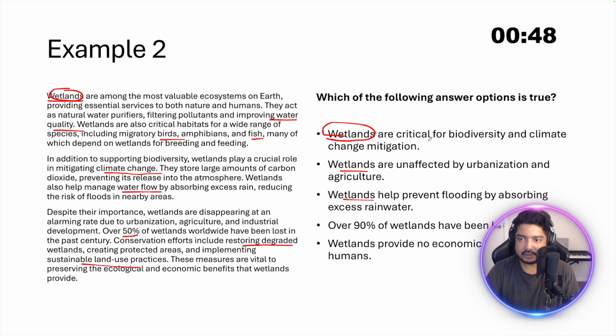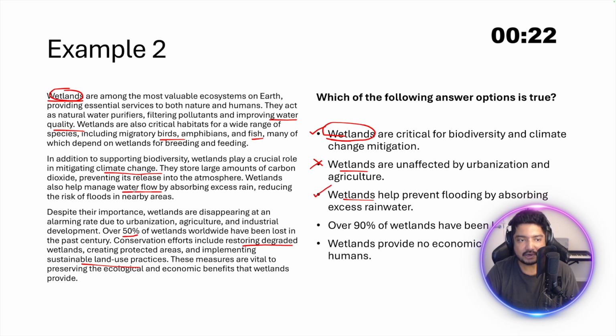So, wetlands are critical for biodiversity and climate change mitigation. That looks right because they do talk about climate change and preventing floods. Wetlands are unaffected by... No, that is incorrect. It says here urbanization has affected wetlands. Wetlands prevent flooding by absorbing. That looks correct. It's there in the first paragraph.